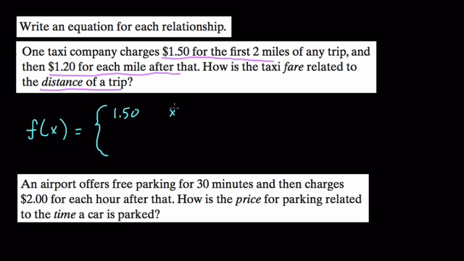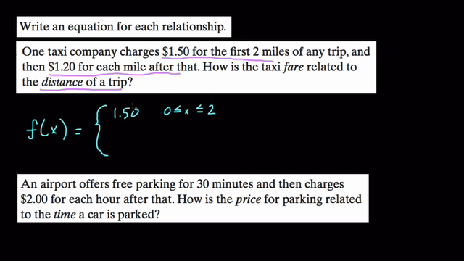And you can say more precisely that x would have to be greater than 0, so you're actually driving, but less than or equal to 2 miles. So in that interval, the moment you get in the taxi, you pay $1.50, and that covers you for the first 2 miles. So I guess we could say x could equal 0. As soon as you get in the taxi, that's the upfront cost.